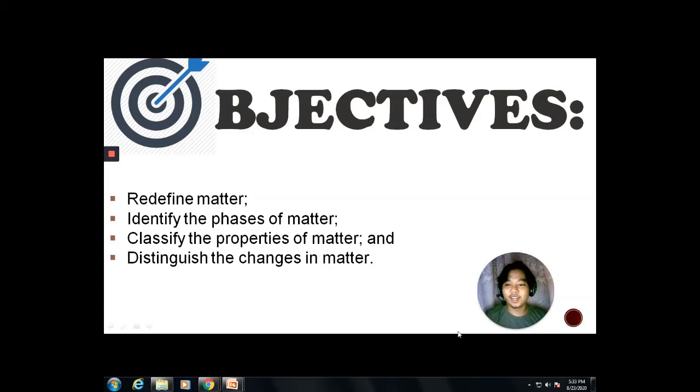For today's session, here are our objectives. First things first, we'll try to redefine matter. Identify the phases of matter. We already discussed this on our first synchronous session, so this will be a mere recap. However, the activities I gave you were about classifying properties of matter. At the same time, I'll be lecturing on how to distinguish the changes in matter. So I want you not to sleep; I want you to bear with me as we proceed along with our chemistry.